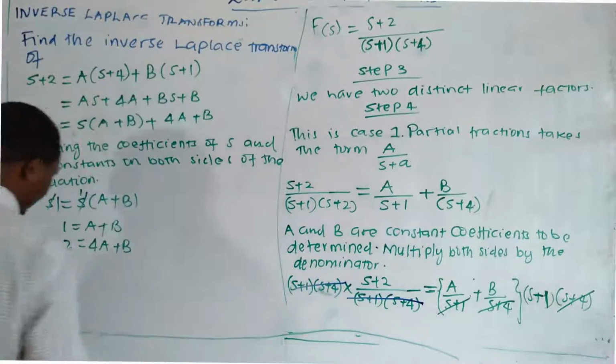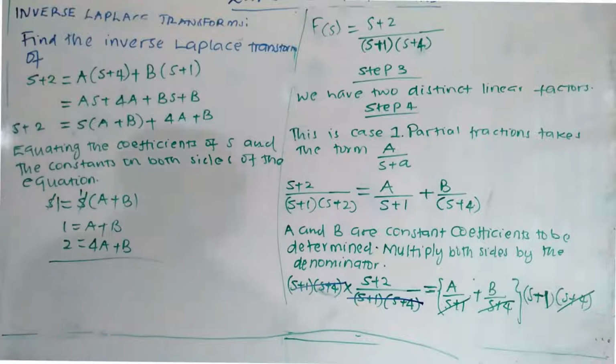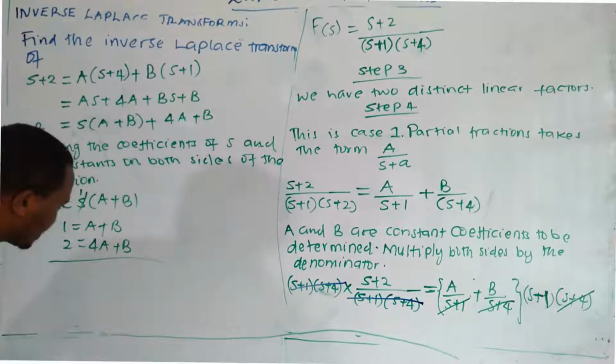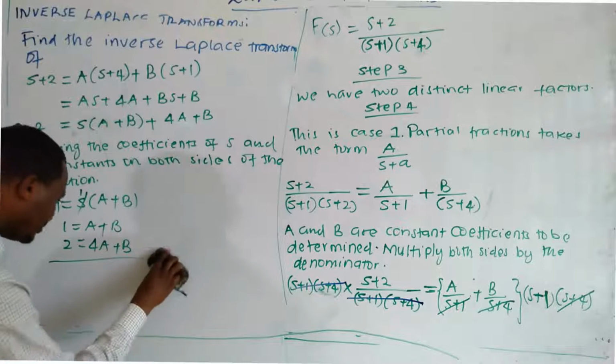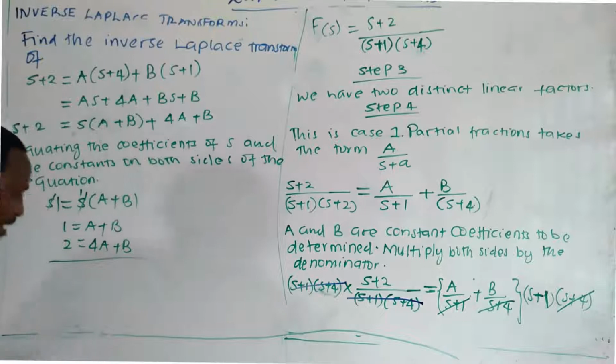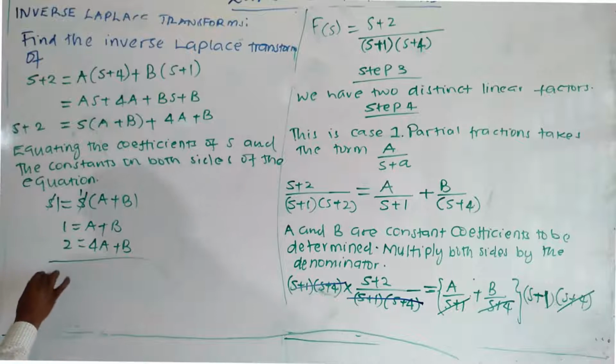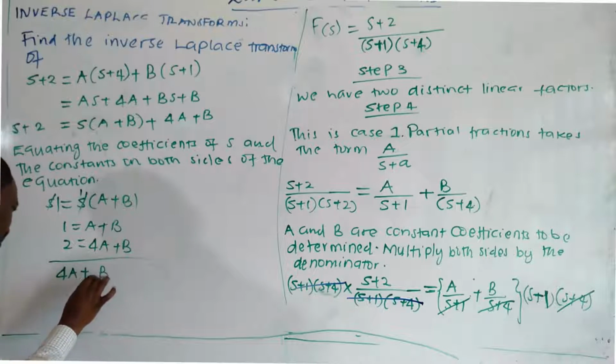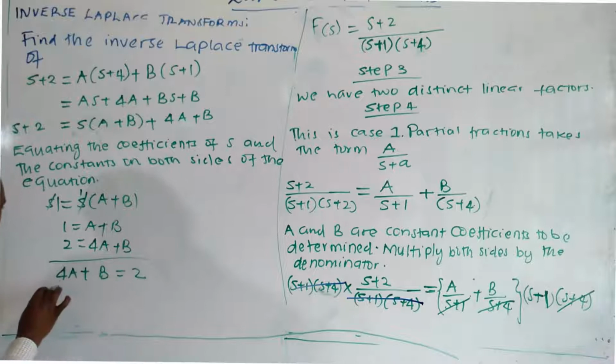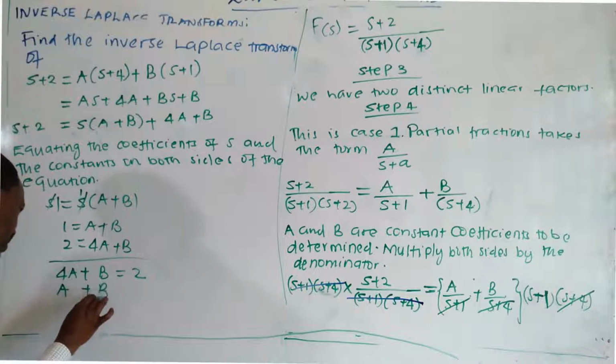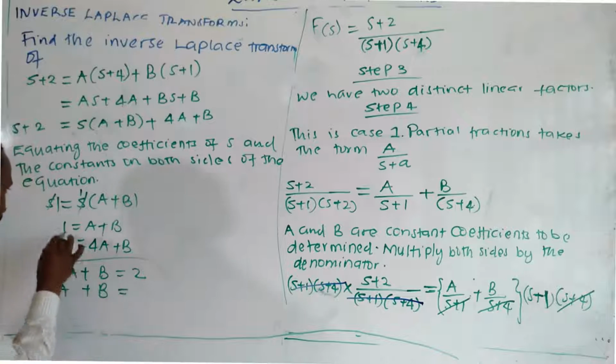Now we can solve this. Which method do you like most? It appears elimination is the simplest. I don't know whether you should subtract or add, but I think subtraction is the best. Let me rewrite them here: 4a plus b is equal to 2, and a plus b is equal to 1.